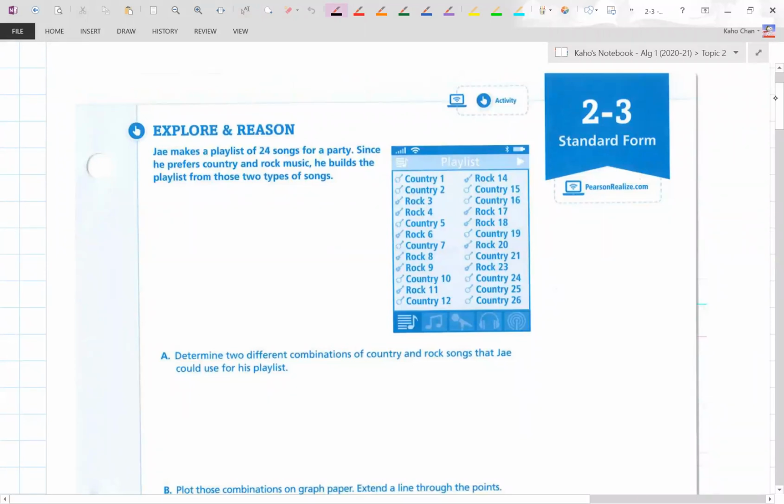Jay makes a playlist of 24 songs for a party. Since he prefers country and rock music, he builds the playlist from those two types of songs. So just to keep in mind what the two types of songs are, country as well as rock music. Great.